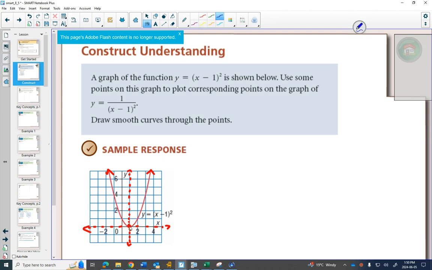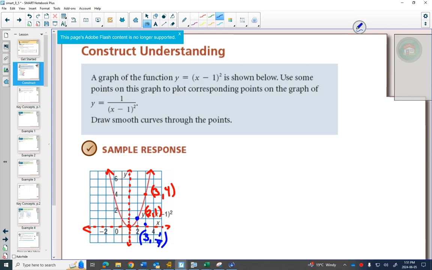Are there any points on this parabola that you know? Yes, you know this point right here. It happens to be at 3, 4. Where is that point going to be on our reciprocal graph, which I'm going to do in blue? It's going to be at 3, 1 over 4. I also have this point at 2, 1. When I do the reciprocal, I get 2, 1 over 1.